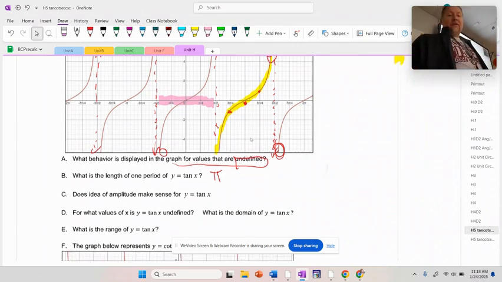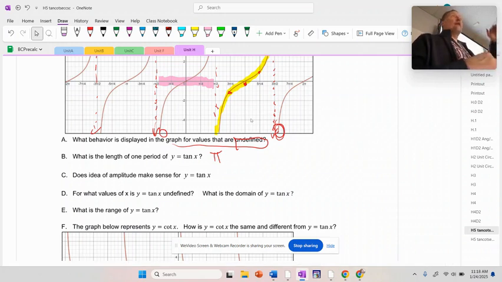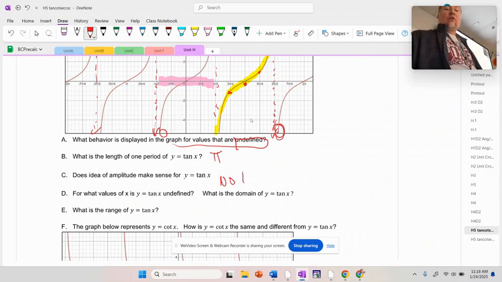All right. Does the idea of amplitude make sense for tangent? What do you think? Yes or no? Amplitude, by definition, defines how high and how low the graph goes. What's the range of this graph? What's the range of this graph? All real numbers. So no amplitude.